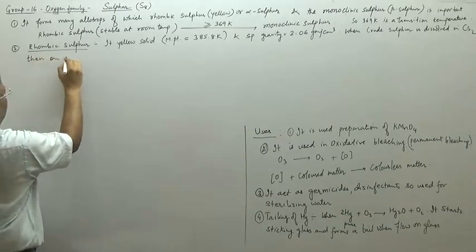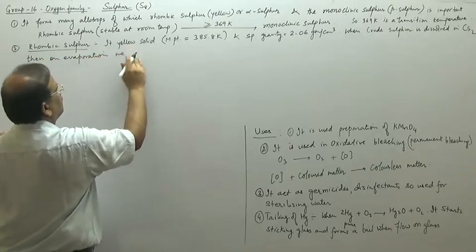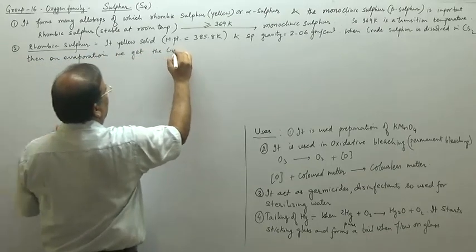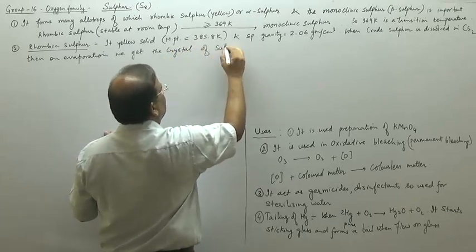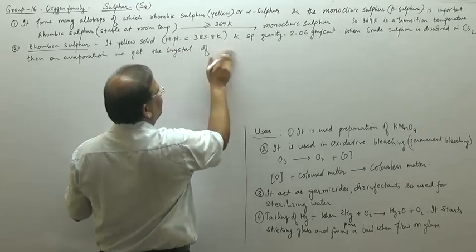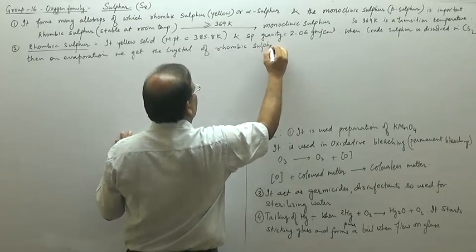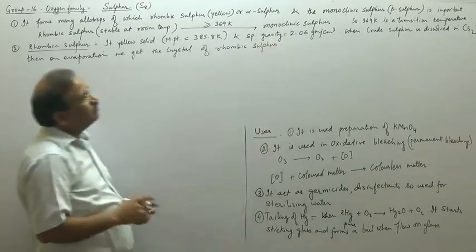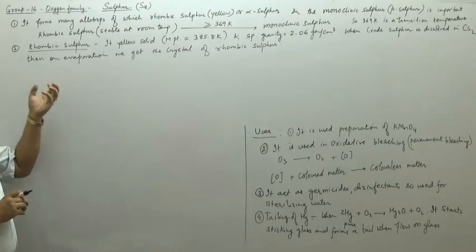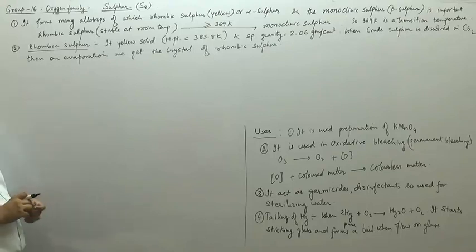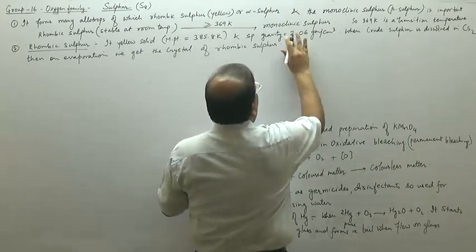On evaporation we get the crystals of sulfur, that is called the rhombic sulfur. You can directly write crystals of rhombic sulfur. That is how we obtain the rhombic sulfur from the crude sulfur. It is insoluble in water.